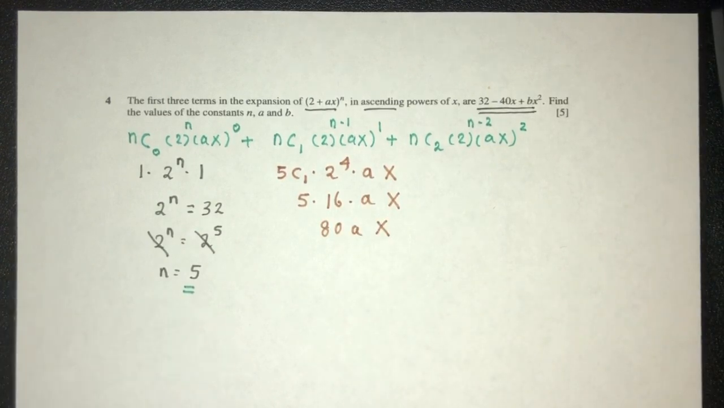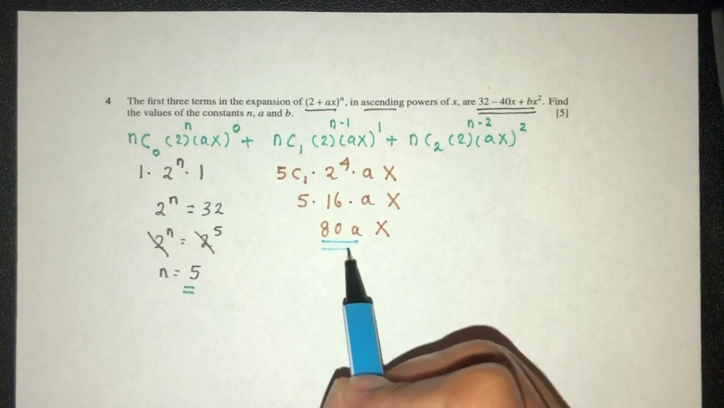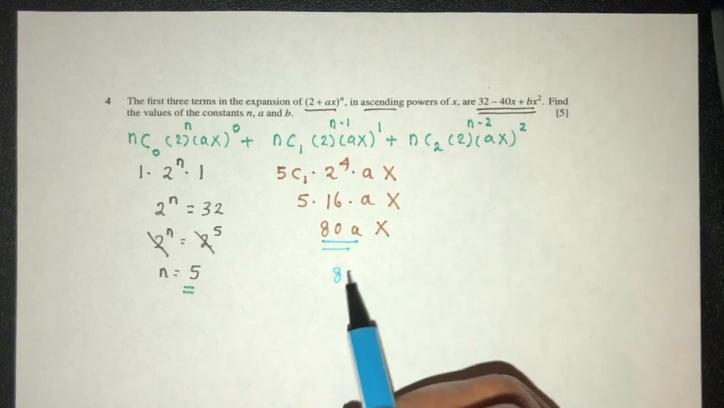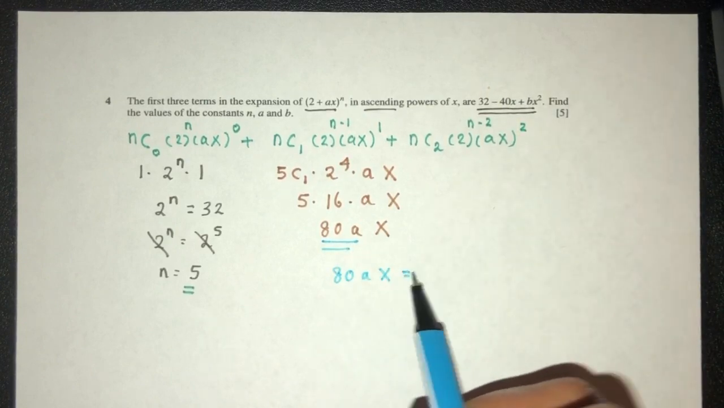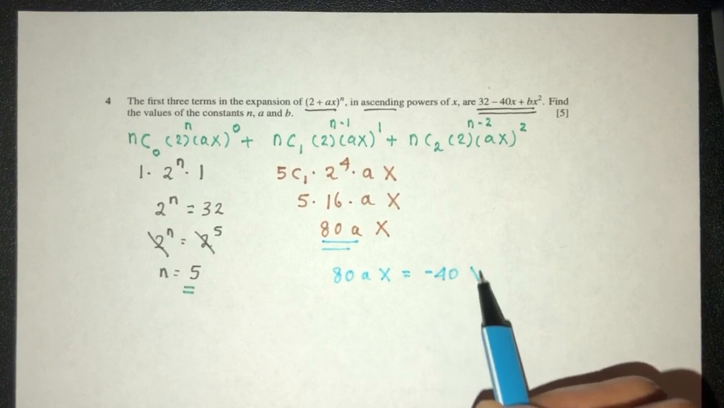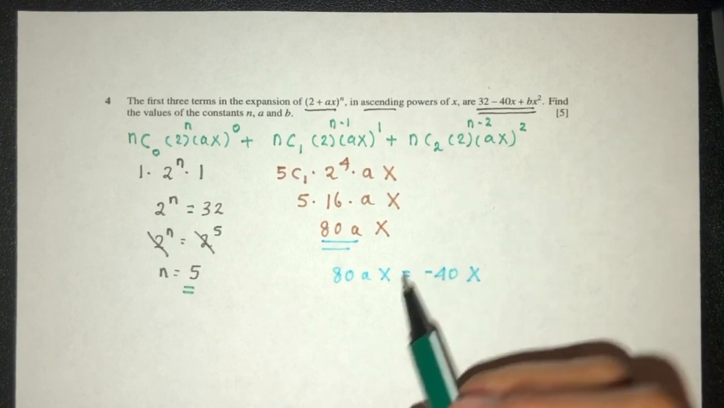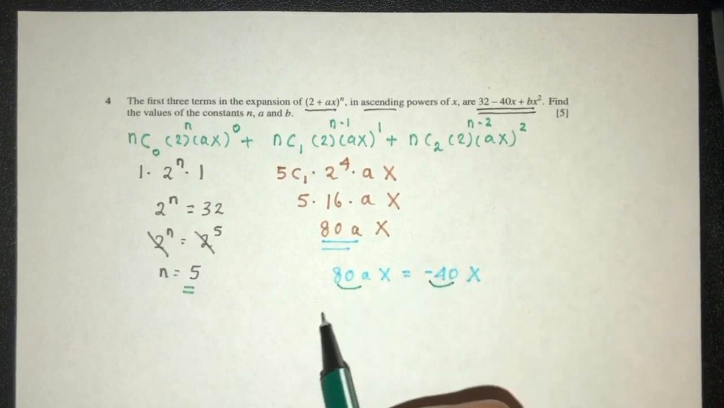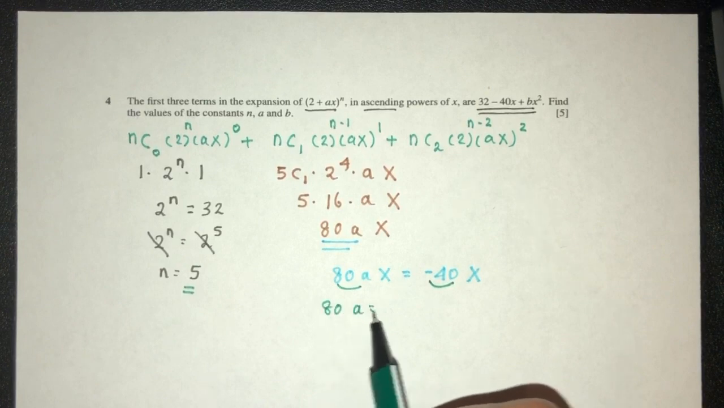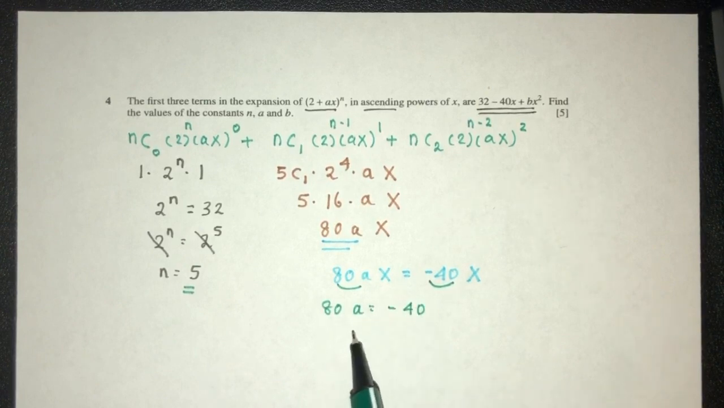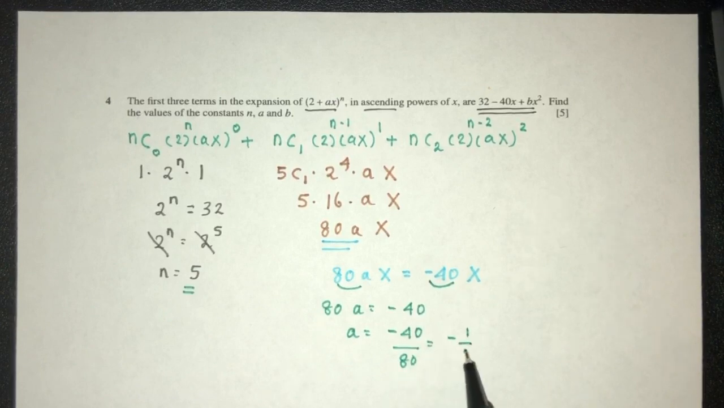But now we know that this is equal to this. So 80ax have to be minus 40x. By comparison, this have to be this. So 80a have to be minus 40. a have to be minus 40 divided by 80, which will be minus half.